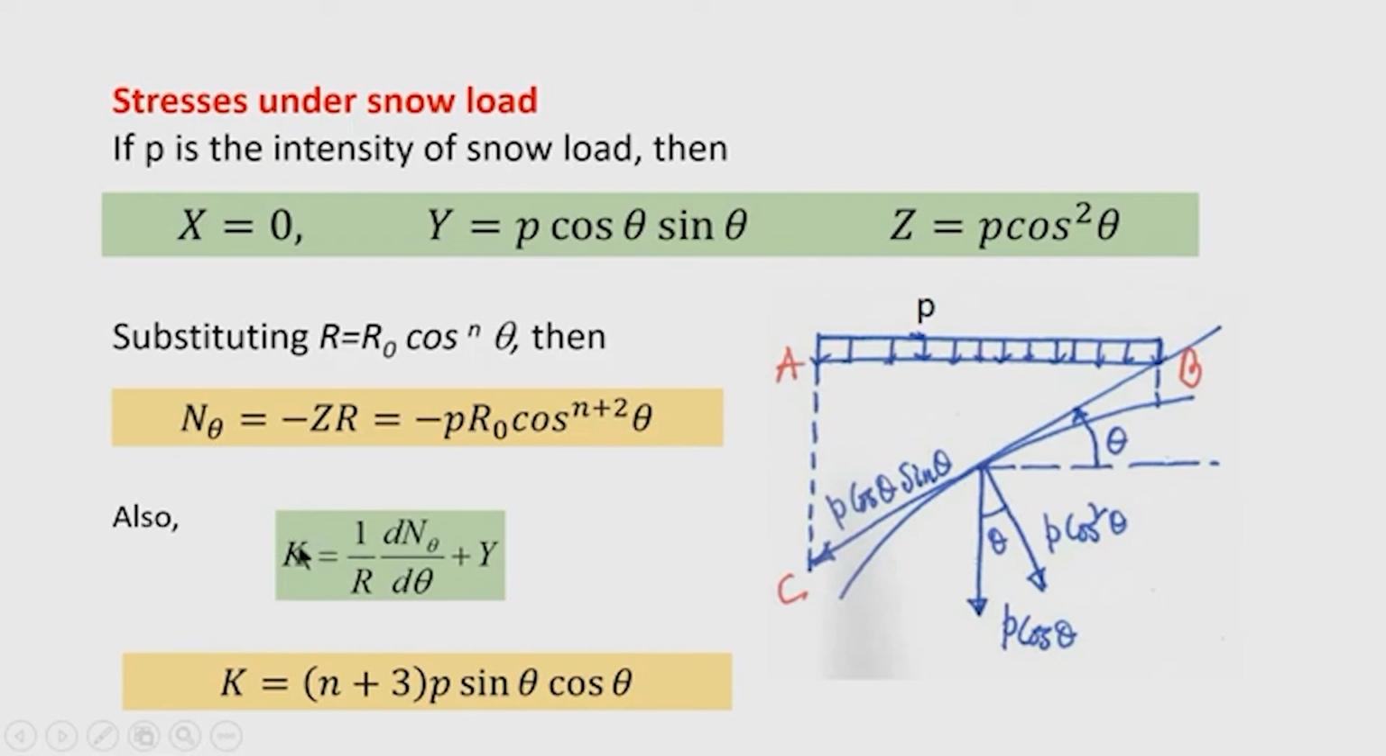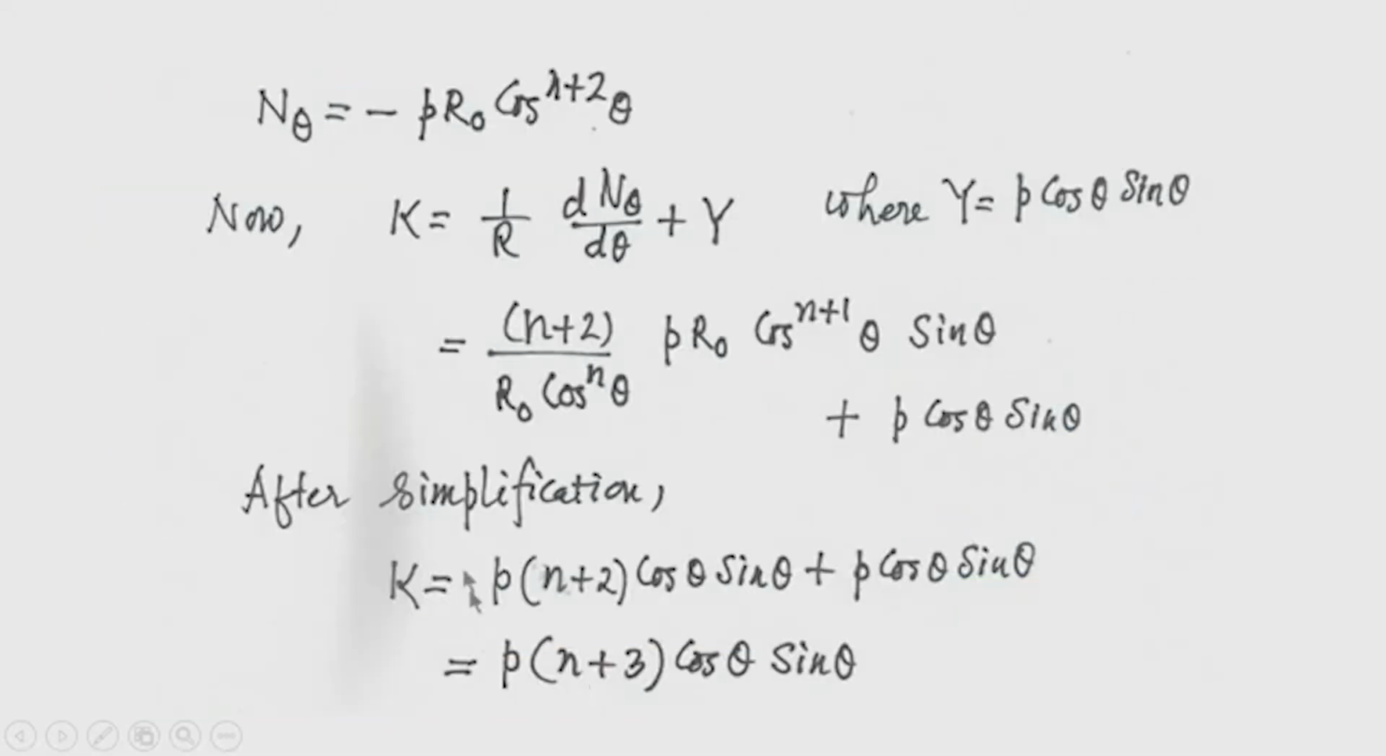Okay. Now, find out this k value. k is 1 by r dNθ by dθ plus y. y is known as p cos θ sin θ. So, we differentiated this quantity and then finally, it is found to be n plus 3 into p sin θ cos θ. This is of course illustrated by a step by step procedure. So, Nθ is minus p r naught cos to the power n plus 2 θ, and k is 1 by r dNθ by dθ plus y, where y is p cos θ sin θ. So, it is written like that.